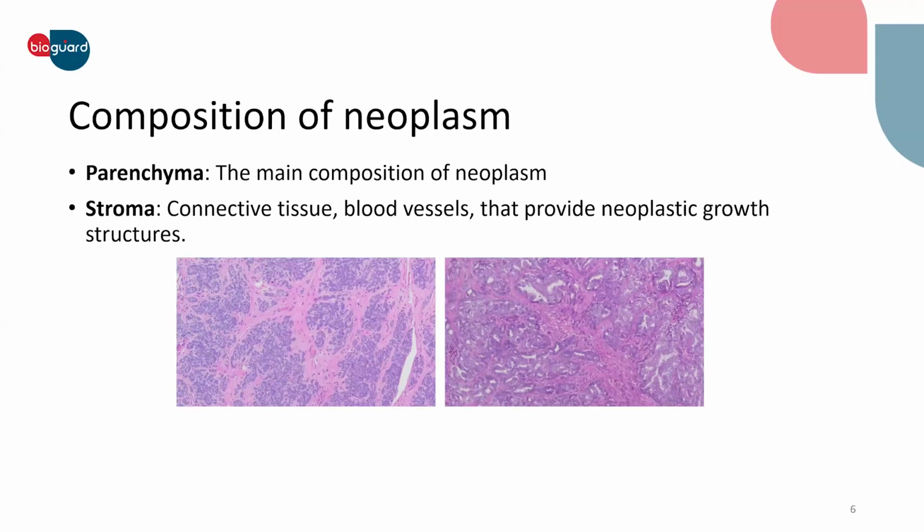The neoplasm is mainly composed of parenchyma and stroma. Parenchyma is the main composition of the neoplasm, and the stroma is distributed among the neoplastic cells, like connective tissue and blood vessels that provide neoplastic growth structures. Here we can see the parenchyma of the tumor, and the pink area is the stroma of the tumor. Here, we can also see the stroma.